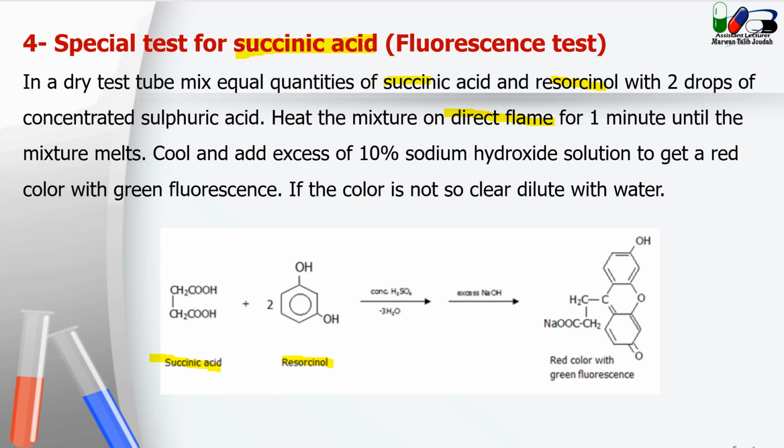I will show you, God willing, the picture of what it looks like; I'll leave it for you on the right of the slide. If the color is not so clear, dilute with water. Sometimes you get nothing because the color or the layer is on the top and it's a small quantity, depending on the way that you perform the test. So if you want to know that you got your final product or fluorescence, then you should add some water to raise the layer on the top. Okay.